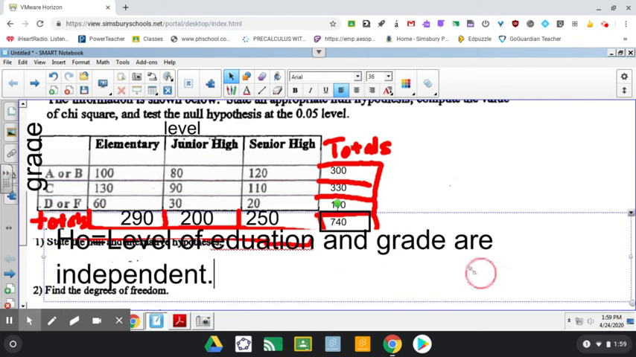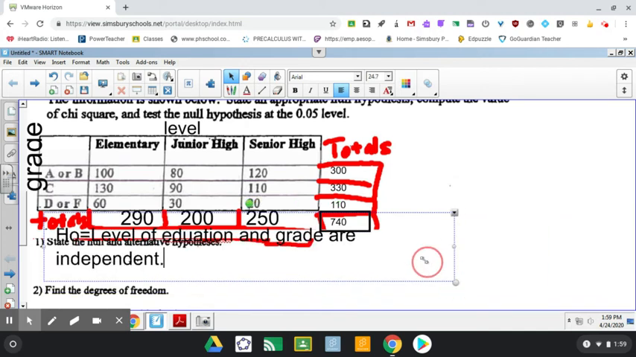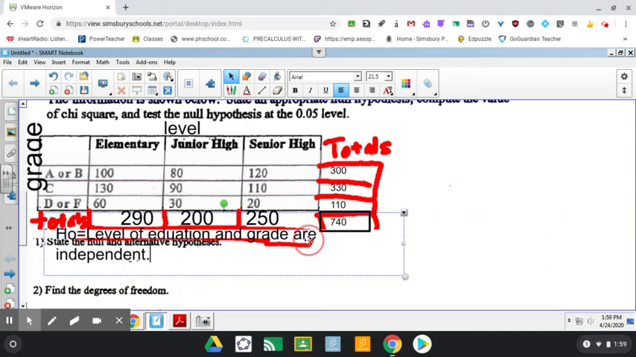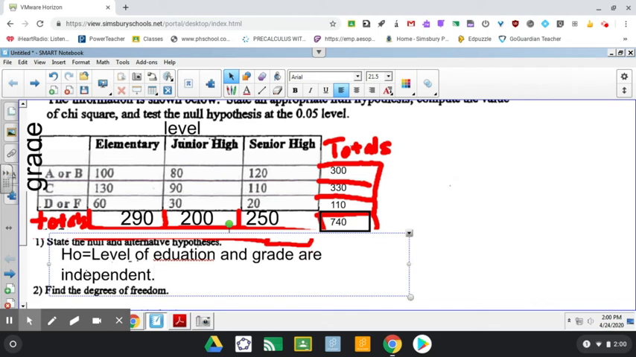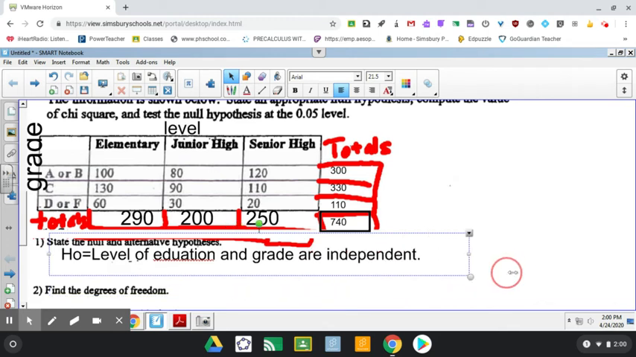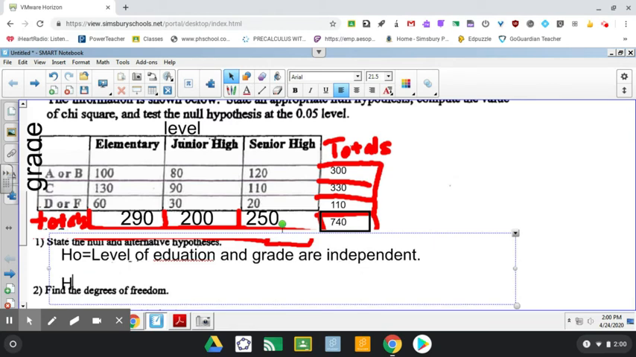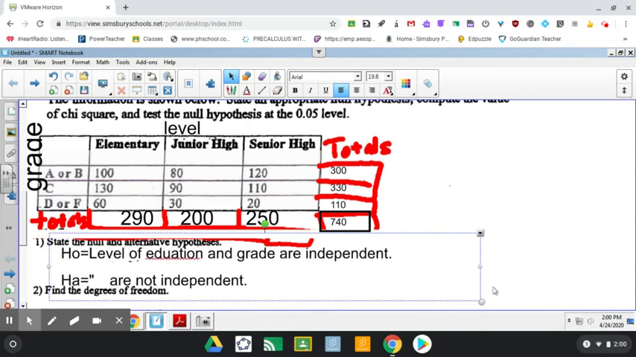And then your alternate, this is super similar. You can actually just copy what you had. Sorry for this. So your HA is, you can do one of these where it's like the same. So level of education and grade are not independent. Okay, so that's your null and your alternate.